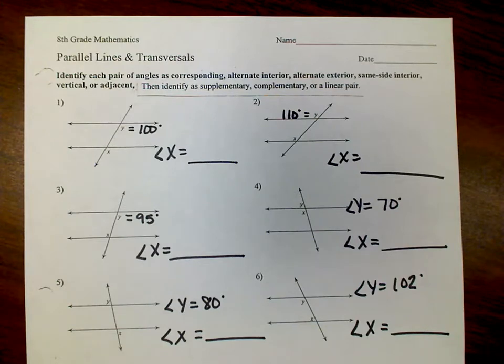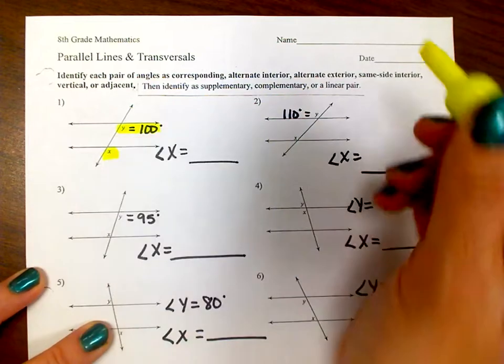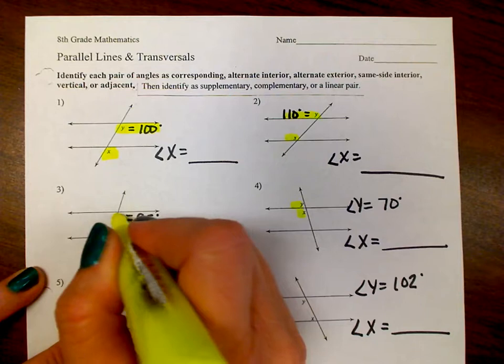Parallel lines and transversals. Identify each pair of angles as corresponding, alternate interior, alternate exterior, same side interior, vertical, or adjacent. And then identify a supplementary, complementary, or a linear pair. So first, I want to go and highlight all the variables, or all my angles. That way it just helps me visually.